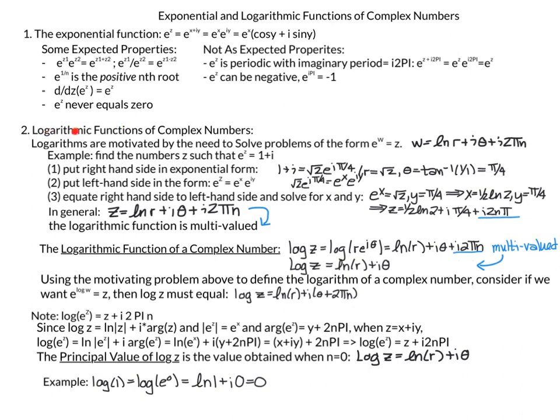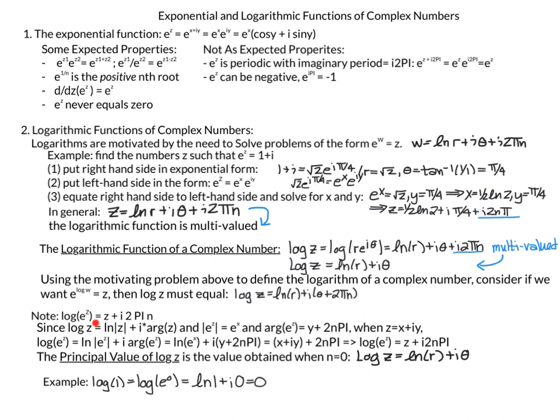Next, we wanted to look at logarithmic functions of complex numbers, which does differ from logarithms of real numbers. We started with this motivating example. We wanted to solve the equation e to the w is equal to z. If this were real numbers, we could just take the log of both sides and we would get w is equal to log of z. But what we will find is when we do this for complex numbers, our solution for w is equal to natural log of r plus i theta plus i 2 pi n.